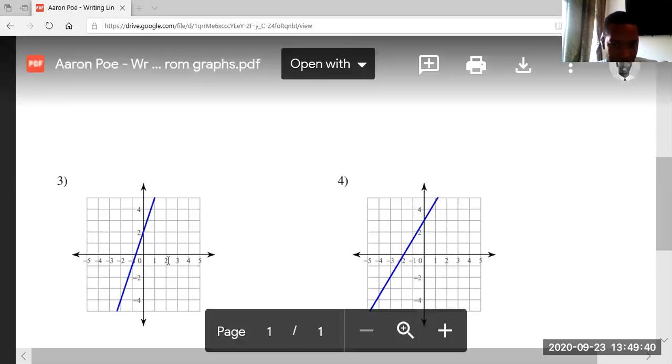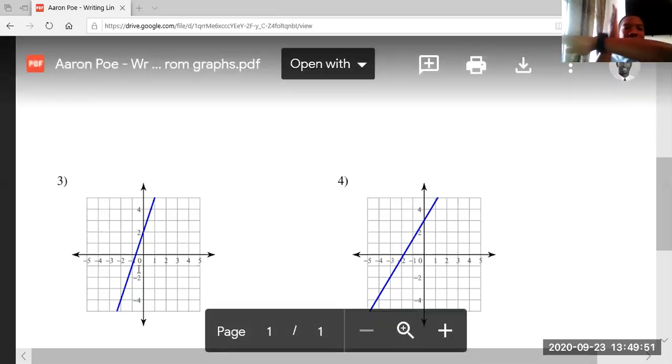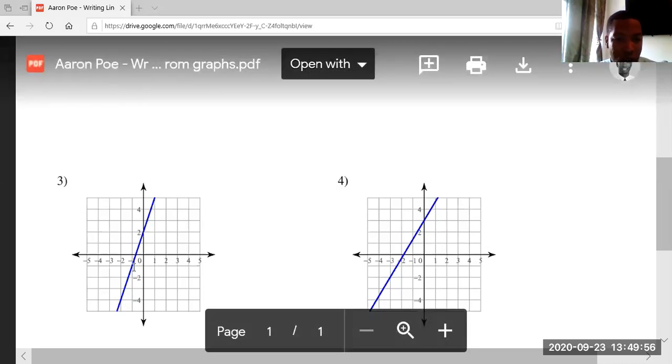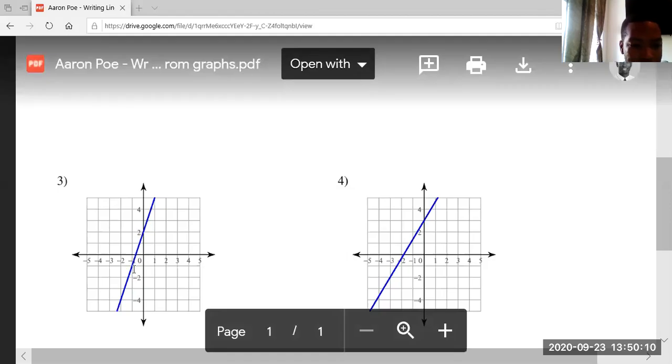I'm going to go from this point right here, where you see my mouse, up to 2, because remember, it's rise over run. I'm not going to take any random point that's not on the crossing of the grid, because then it gets too hard. So here I go up and then over 1. It says go 1, 2, 3, and then over 1. So it's 3, which is the rise, over 1.